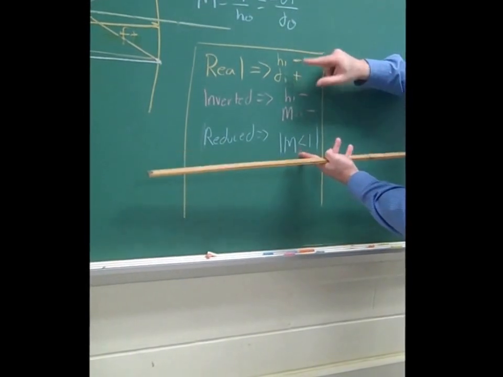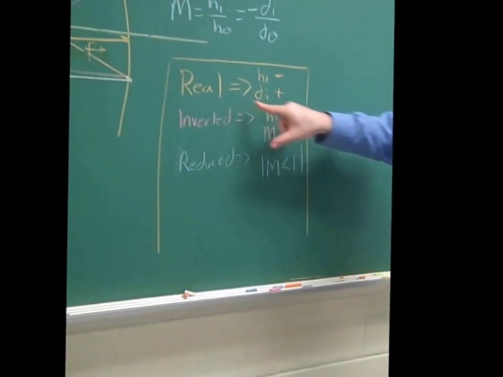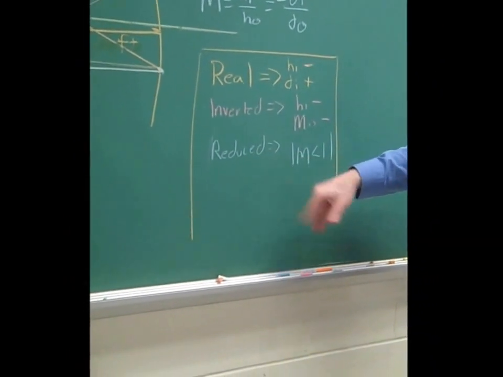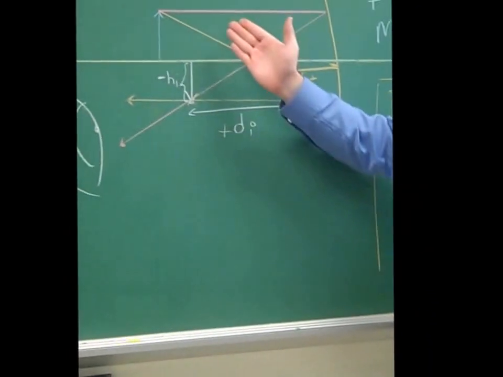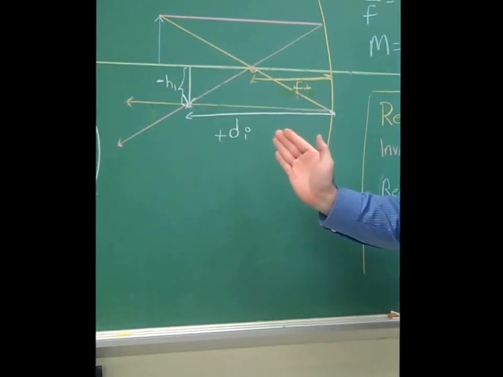If you do the math, from these things you can go backwards to figure out if it's real or virtual, inverted or upright, reduced or magnified. And this is how you draw an object outside of the focal length. We're about to do another one right now, the object's inside the focal length.